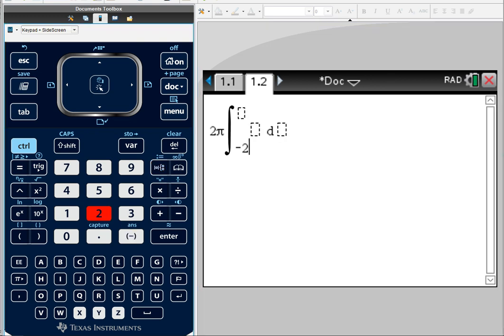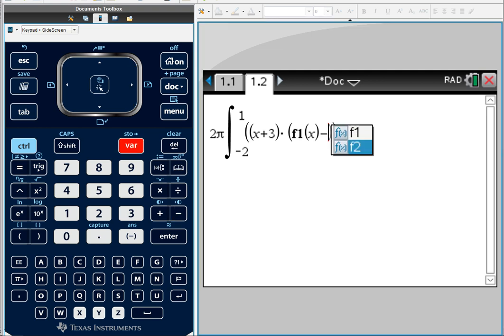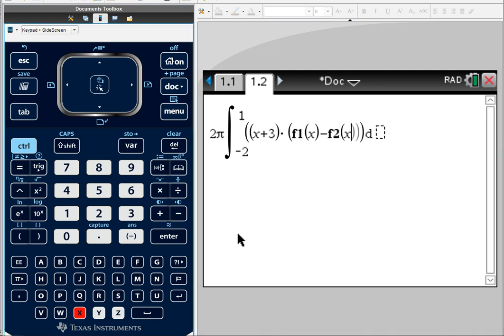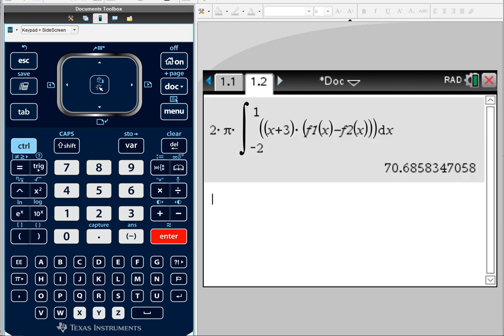Again, this is what the newer 84s look like also. And then parentheses, x plus 3. The only thing you have to be careful of in the Inspire, especially if the p of x is just x, sometimes you actually have to put the times here instead of just putting the parentheses next to each other. Otherwise, it might not understand that you're trying to multiply. It might think you're creating a new function, especially when it's x. And then it's f1 of x minus f2 of x dx. We get the same thing. All right, let's take a look at a couple more, also with calculator.